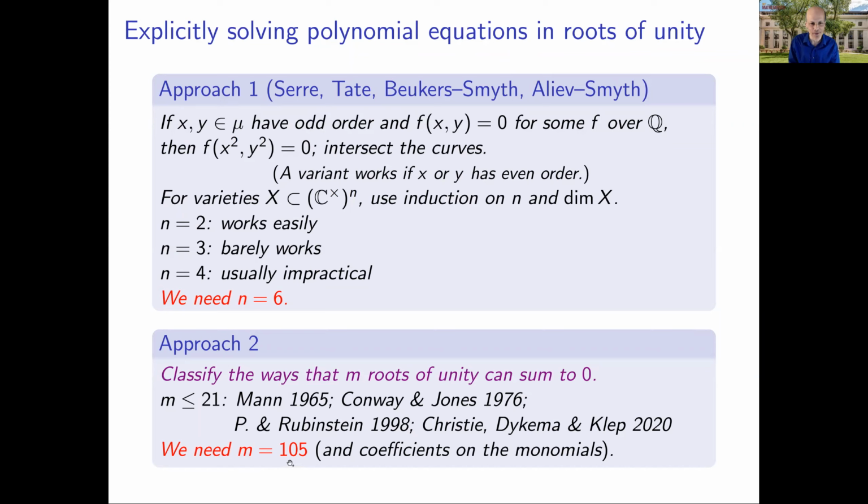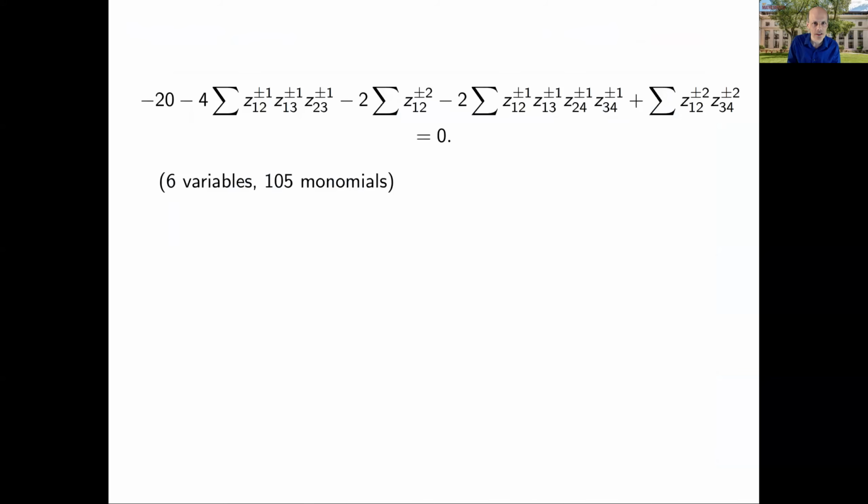And not only that, but we had integer coefficients on those monomials too. So what did we actually do to solve this problem? Here's that equation again. It has too many variables and too many monomials. What we noticed is that most of these coefficients are even.